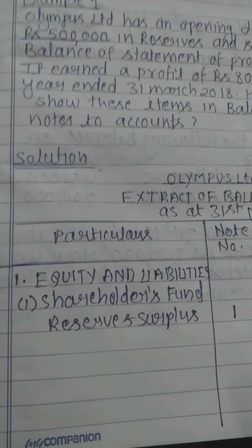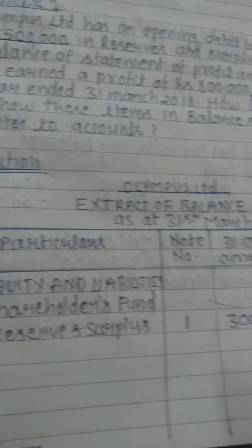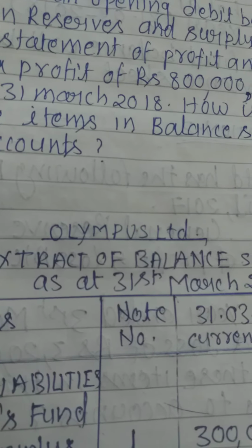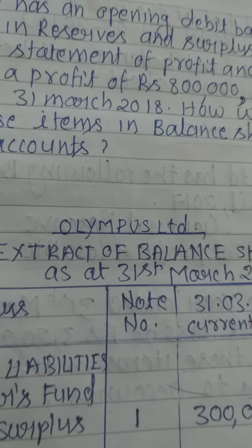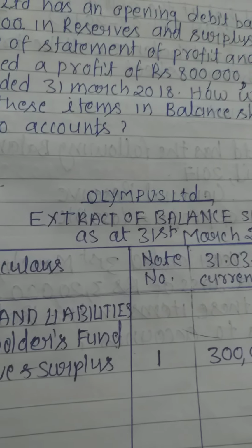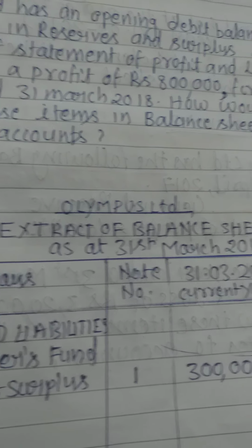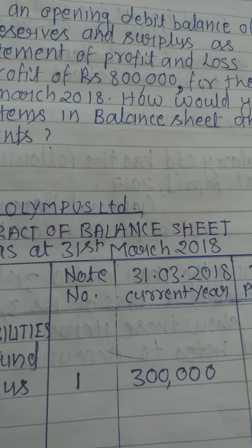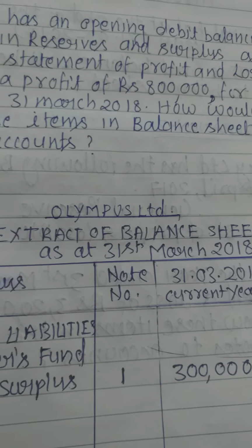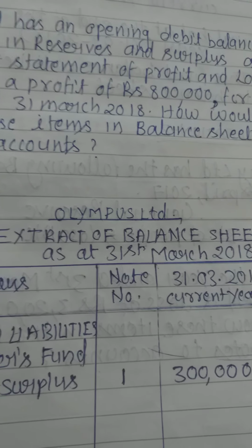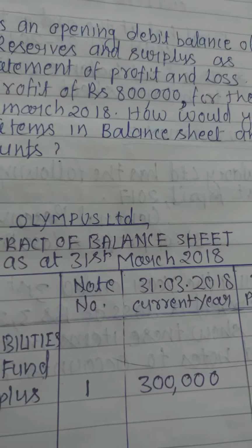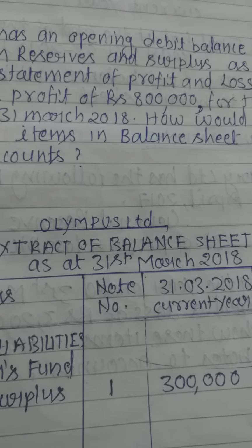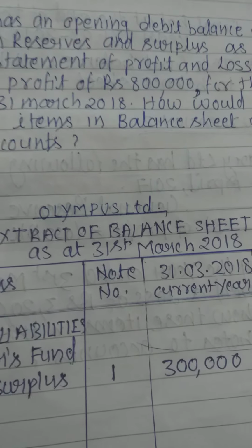To see the solution, the very first thing that you have to write is the name of the firm, Olympus Limited. Then you have to write extract of the balance sheet. Then you have to put the date as at 31st March 2018. Students, if you are not putting it, half marks will be deducted.